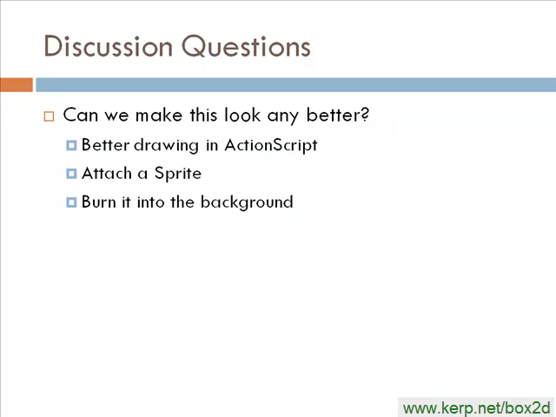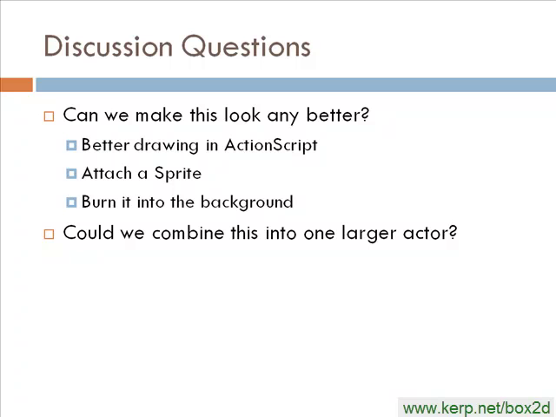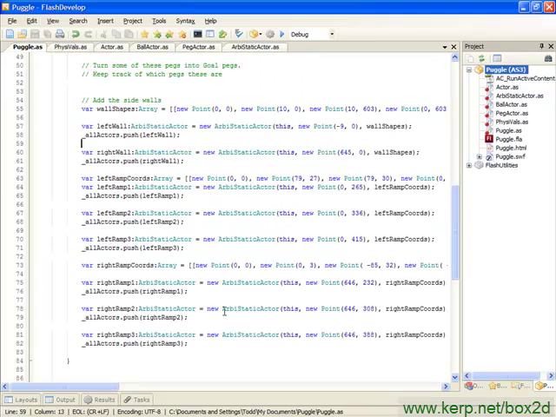So we're continuing on with our discussion questions. Moving on to question number 2. Could we combine this into one larger actor? I don't know how many times I've used the phrase array of arrays in the last couple lessons, but it's been a lot, and it's to support this whole concept of being able to combine multiple shapes into one body and in one arbitrary static actor.